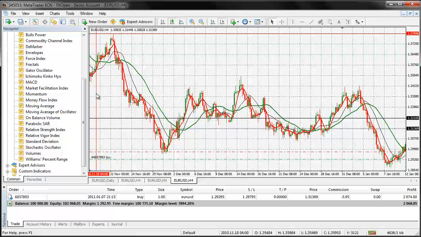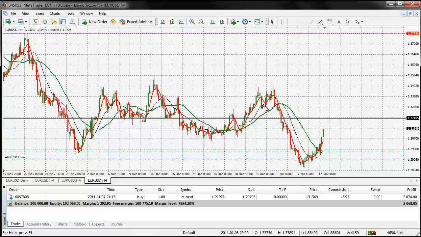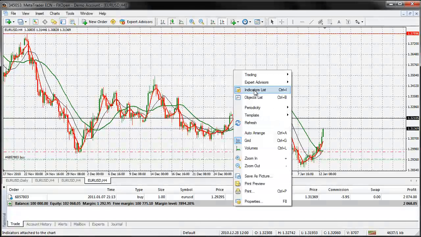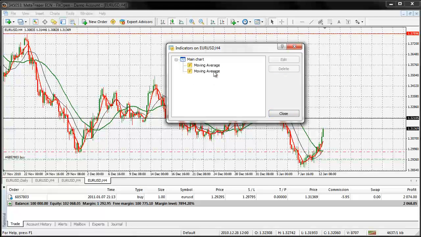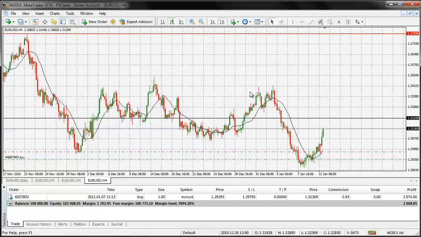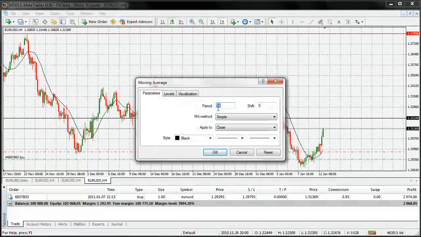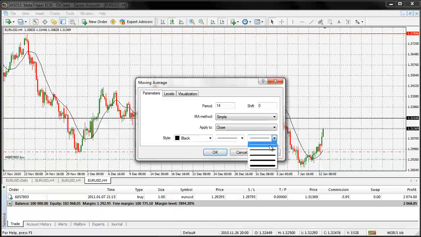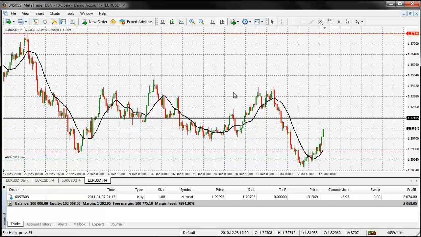Now let me remove this out of the way, and let's give you another example of what we can do here. I'm going to go to my indicators list and remove a bunch of these and stick with one of them for the time being. This one here I believe is actually the default. It's set to a period 14, and I've colored it black. I'm going to make it a darker black for this example.